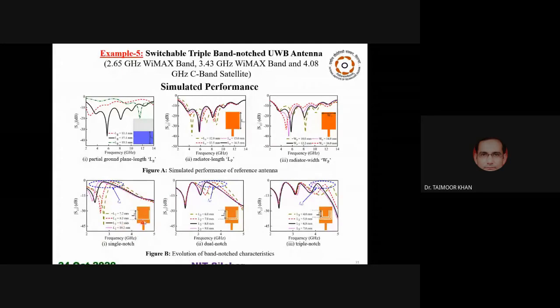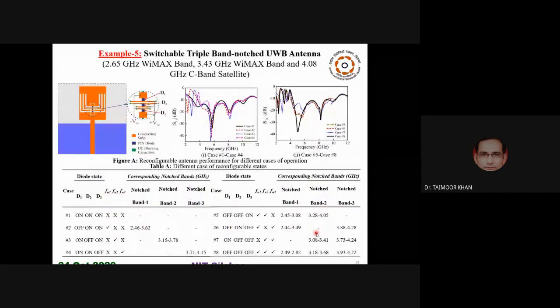Then again we have changed the performance by changing the length of the first U-shaped slot. Overall we can observe that the first notch behavior is changing by changing its length, the second notch behavior by changing the length of the second slot, and then the third notch behavior by changing the length of the third. If we combine these three, we get the triple notch characteristic.